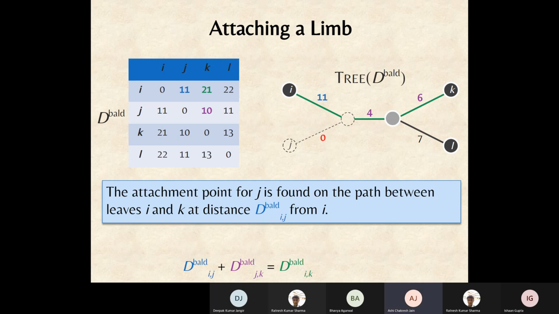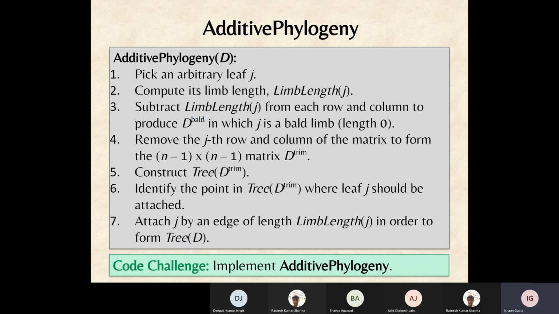So it's clear. So the attachment point, basically J, is found on the path between the leaves I and K at a distance of I comma J, right? I comma J is already given to you. Sorry, not from the Bald matrix. This value is given to you, this value is given to you, and this you basically extrapolate from here. All right. So this is the basic idea of additive phylogeny.